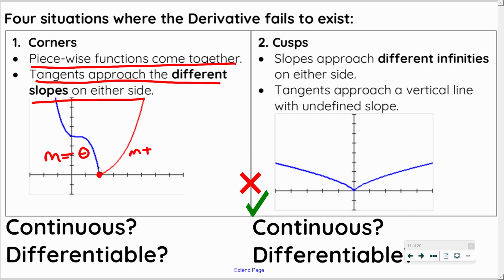Now, is this continuous at this point? Yes, it is continuous. The limit on both sides is equal to the function value, but not differentiable. So see, continuity does not guarantee differentiability.